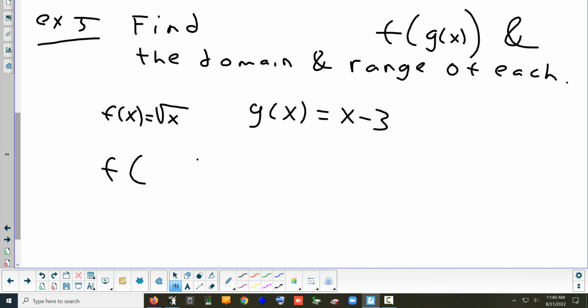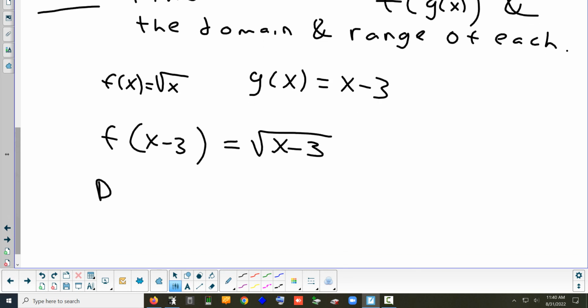So f of, what's g of x? X minus 3. So what is f of x minus 3? Yep. Square root of x minus 3. Good. Square root of x minus 3. Okay, so domain.